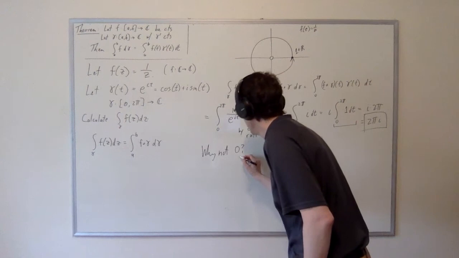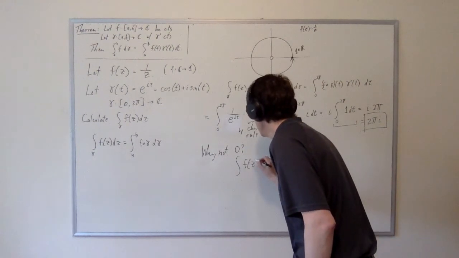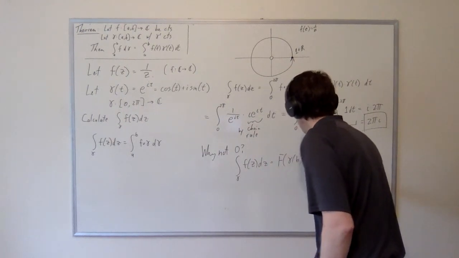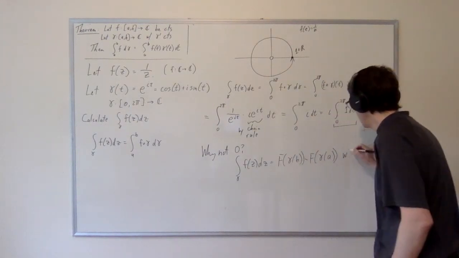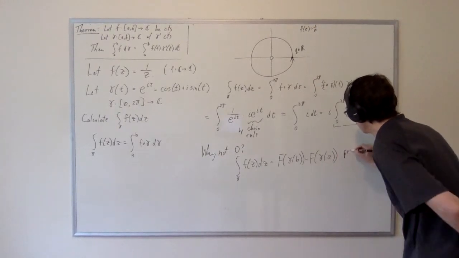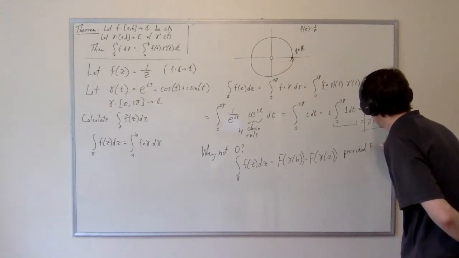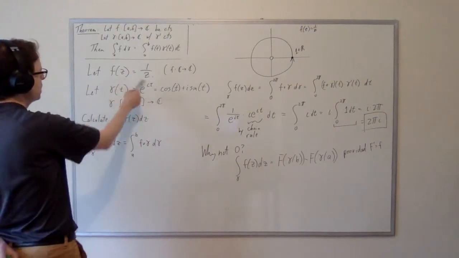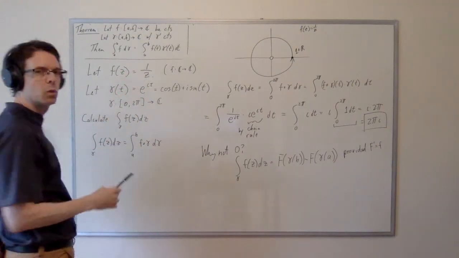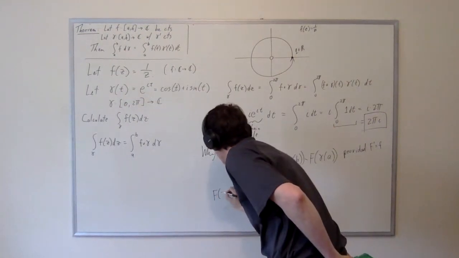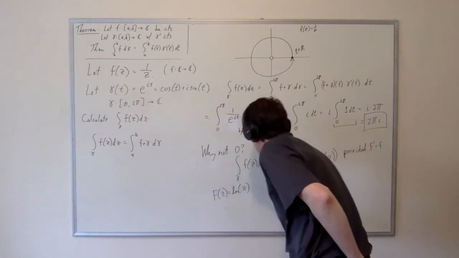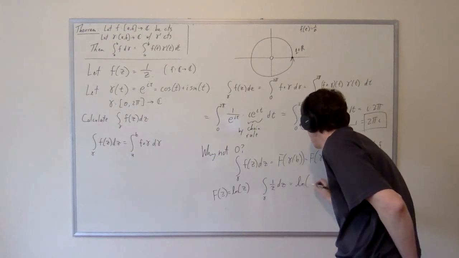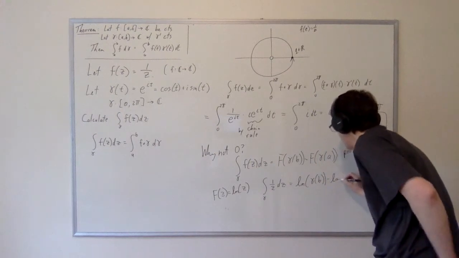In fact, let's remember here, the integral of f of z dz along gamma is cap F of gamma of b minus cap F of gamma of a, and that's provided cap F prime is equal to f. And little f does actually have an antiderivative. We've learned that the logarithm has a derivative equal to 1 over z. So here, let's let F of z be the natural log of z. So the integral of 1 over z dz along our path gamma should be the logarithm of gamma of b minus the log, well, which is 2 pi.